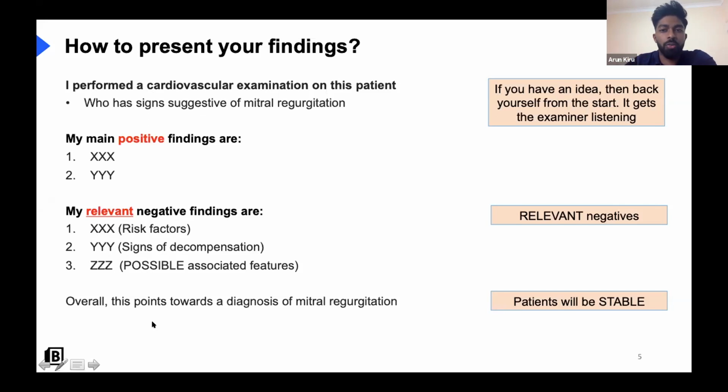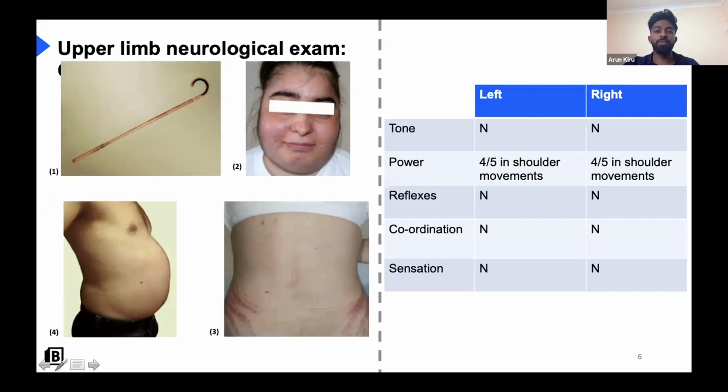So just a quick whistle-stop tour. Most of you have probably heard that from me this week and are sick of it. So hopefully you won't ever hear that again, but hopefully you did find it useful. Okay, so we're going straight into the first case. And like I said, we're going to do different examinations for each case. So we're doing an upper limb neurological examination in this case. And here are our findings.